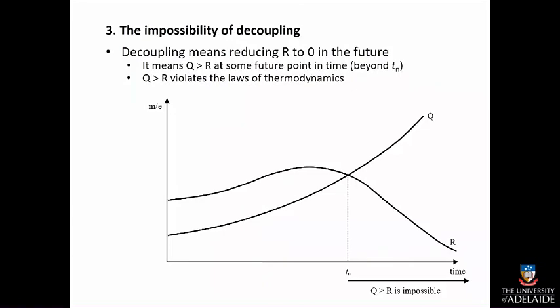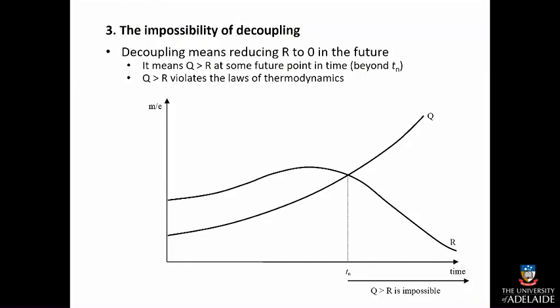So this raises this issue of the impossibility of decoupling. Decoupling is this idea that you can break the nexus between resource input and the production of goods and services. And it would be equivalent to this, where you've got Q going up, you've got, say, R starting to go up, the gap between Q and R declining, and then getting to a point where R starts to fall towards zero. In fact, if you're talking about absolute decoupling, you're talking about R moving towards zero.